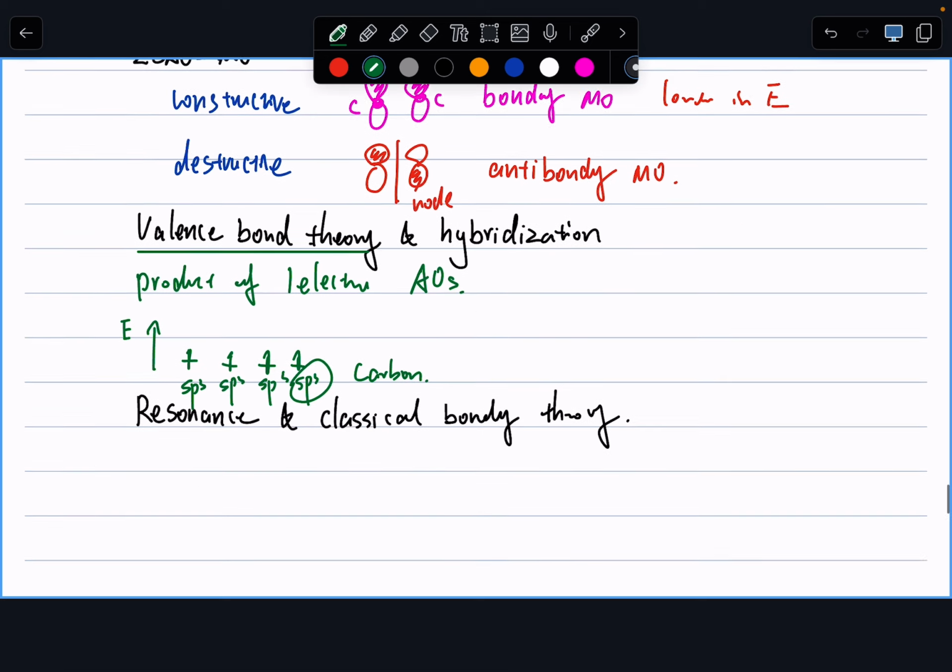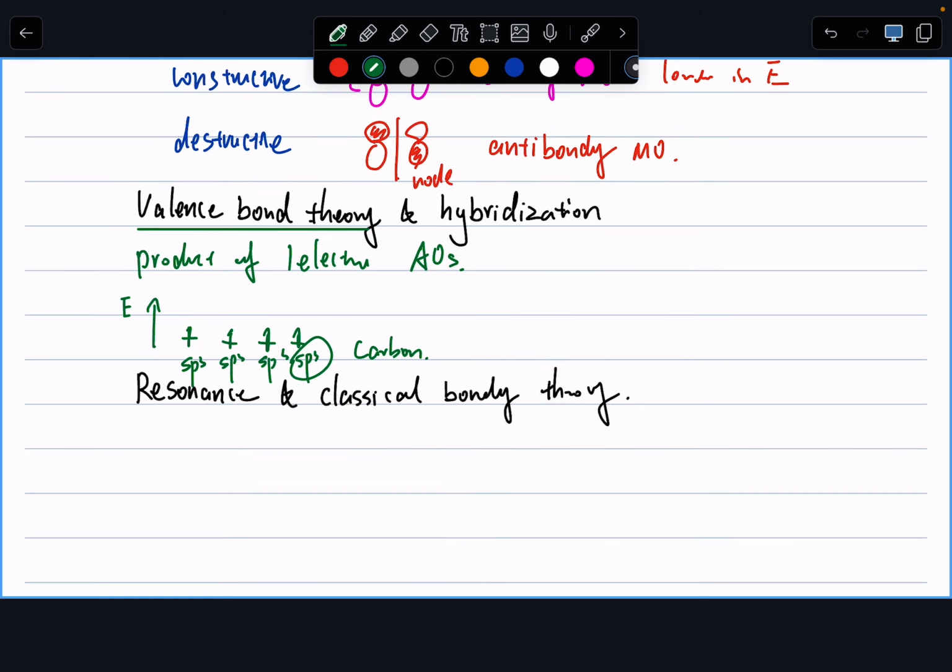And at the same time, we also have resonance and classical bonding theory. Note that resonance and classical bonding theory are not, technically speaking, correct, because we need to use quantum mechanics to describe electrons. But if we're treating the electrons as charged particles, classical bonding theory gives us a good way to quickly predict what the connectivity of my atoms is.